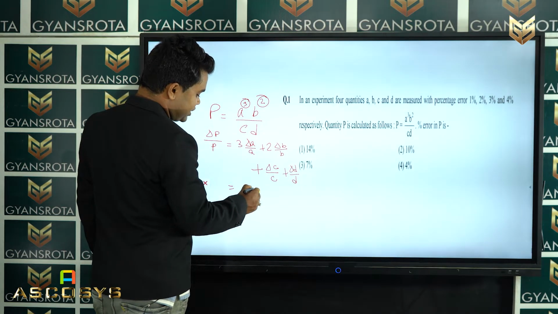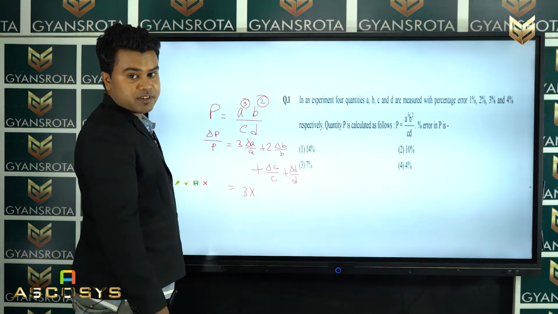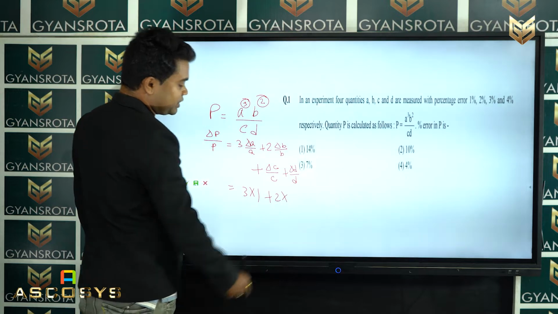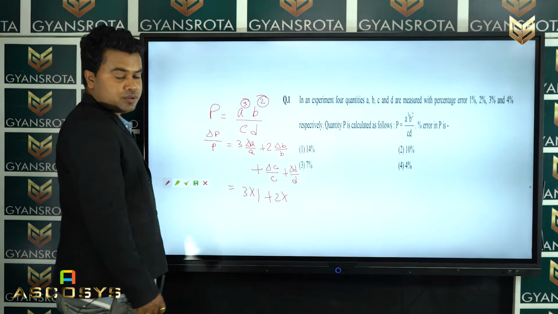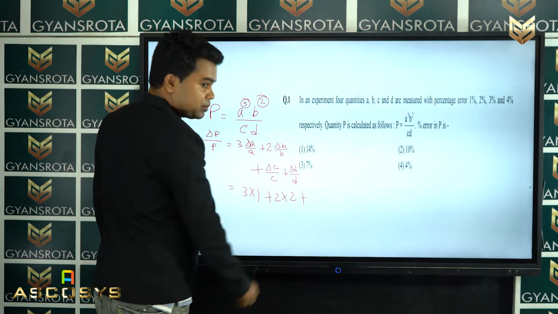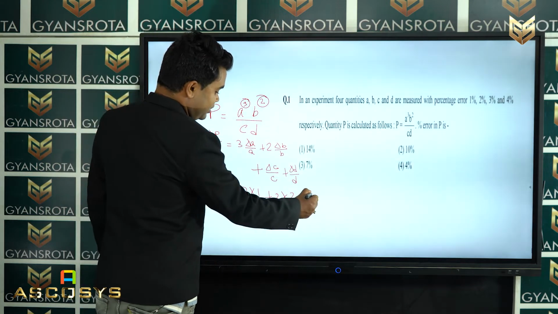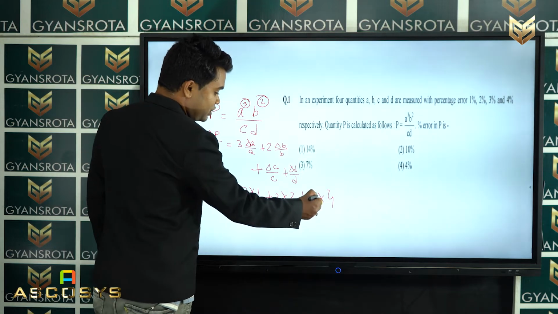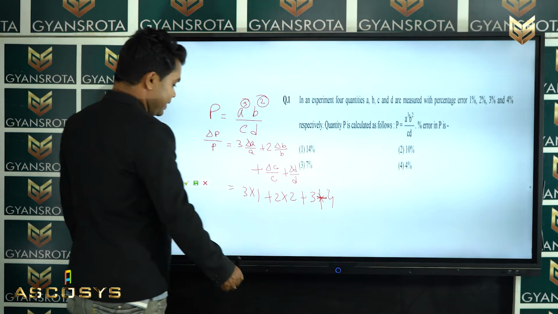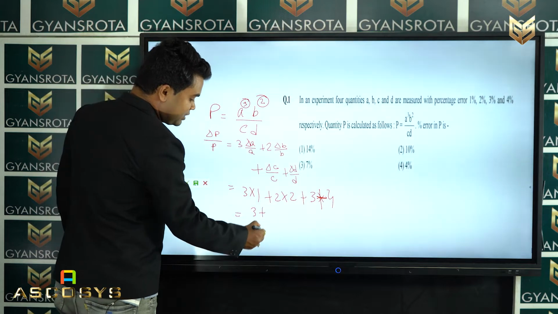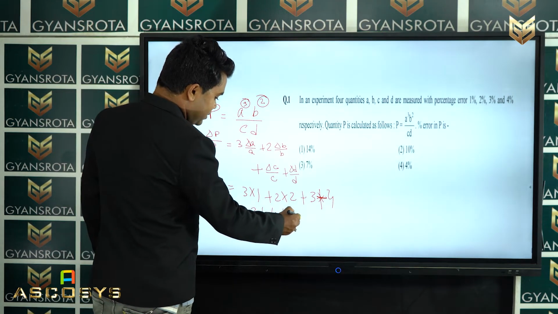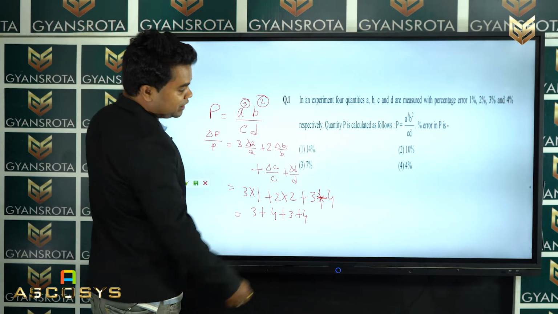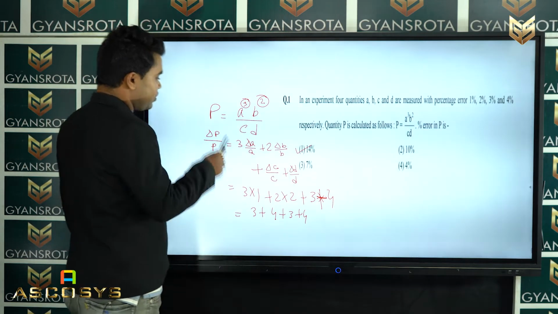Now you check the error percentage. In case of A, how much percentage is given? It is saying 1%, so it will be 3 into 1 plus 2 into, how much percentage for B? It is 2, plus how much percentage for C? It's 3, and how much percentage for D? It's given in the question, it's 4. So it will be plus, not multiply. So the final answer will be 3 plus 4 plus 3 plus 4. So 4 plus 3 is 7, 7 plus 7 is 14. 14 is the correct answer. So option 1 will be your right answer for this question.